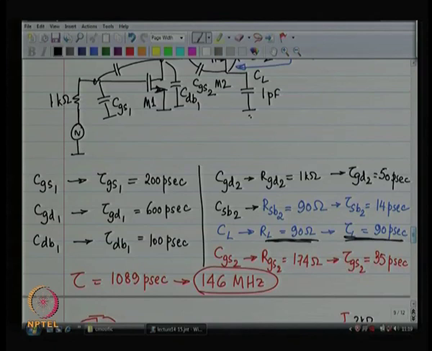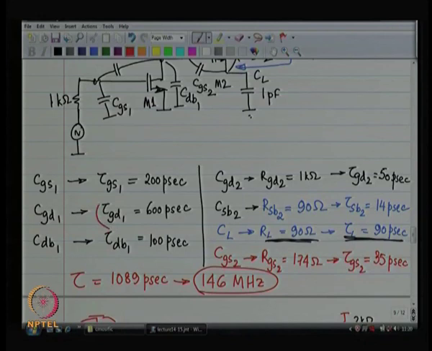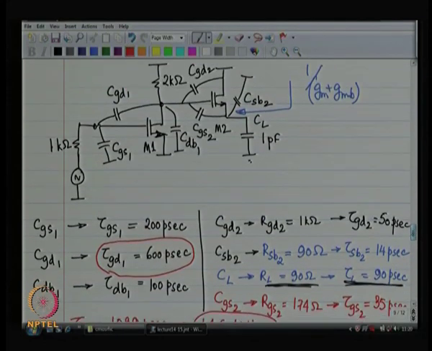So, in that case, what do you identify as the culprit? Let us say you want much better bandwidth than 146 megahertz. What are you going to fix? Which is the largest tau over here? The largest tau now is 600 picoseconds, corresponding to the gate to drain capacitance of device number 1. Now, Cgd of device number 1 was a small capacitor to start with.